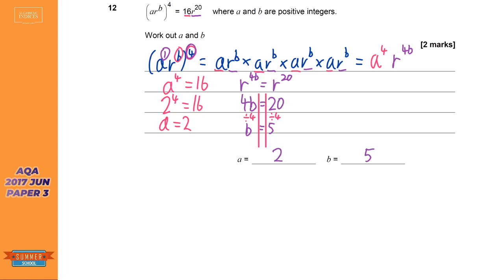And we can check that by putting it back into the original equation. So we can rewrite this as 2R to the power of 5, all to the power of 4. Then we can expand that, so 2 to the power of 4 is 16, and then 5 times 4 is 20, so we know it's right.